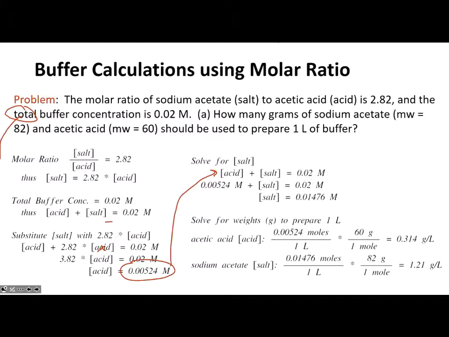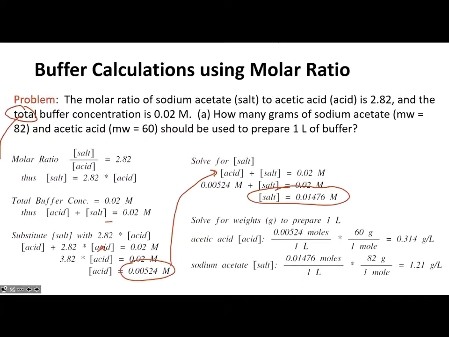Once you know the acid, then since the acid plus the salt is equal to the total, you can just subtract it to find the other. And frankly, we're almost done. We now know that I need to have the salt, which is the sodium acetate, at that concentration, and I need to have the acetic acid at the 0.00524.